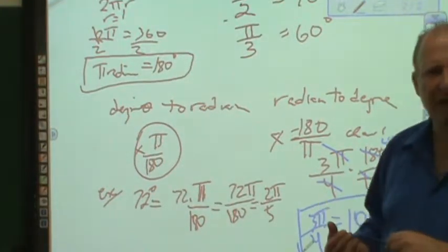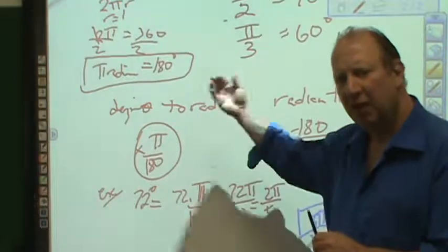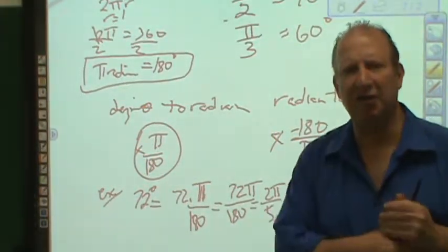I'm not worried about the mechanics of doing it, I'm more worried about the process of understanding it. And as long as you understand that 1 radian is 57 point something degrees, that's great.